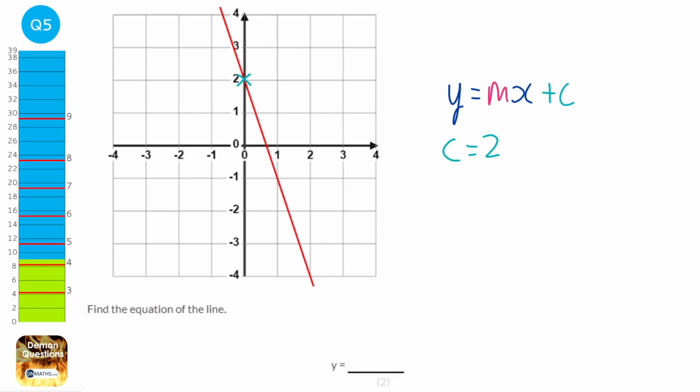Now to find the gradient, we need to find 2 coordinates that we know, and preferably next to each other. So I'm going to pick the y-intercept coordinate, and this coordinate here, we know what that is. The definition of the gradient is for every one we go to the right, how far up we go. Well, here we actually go down, so we're technically going -3 up. So the gradient is going to be -3 because it's gone down 3. So our equation is y equals -3x plus 2.